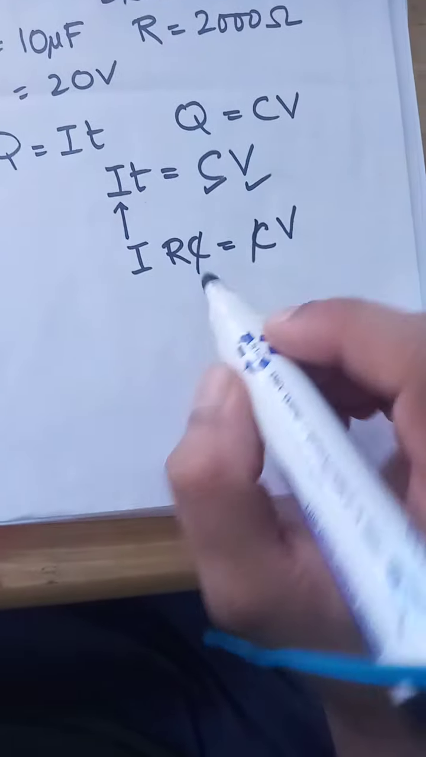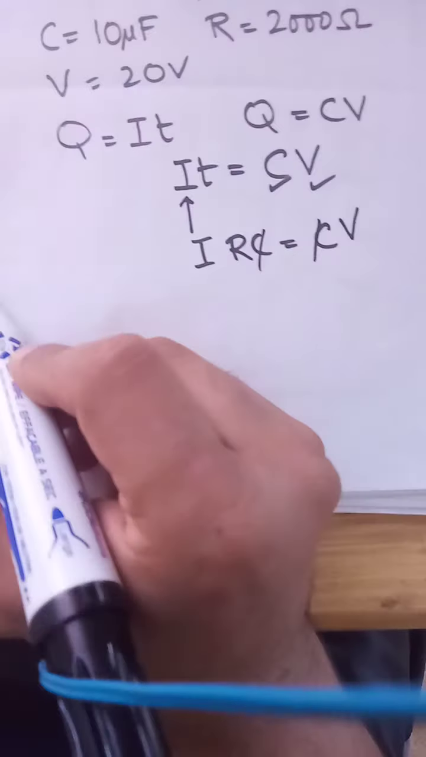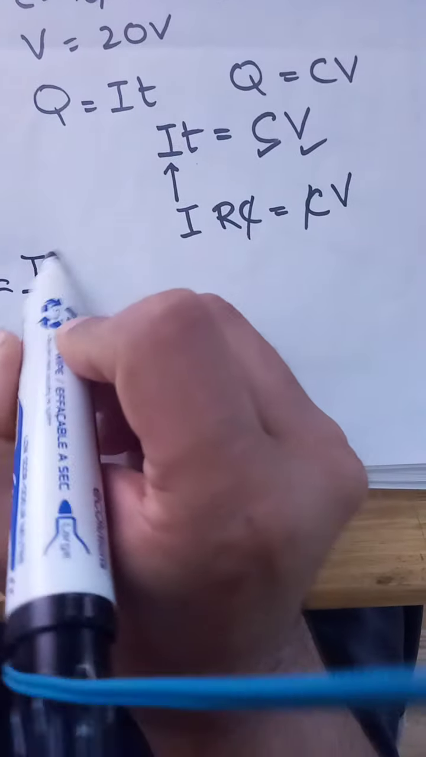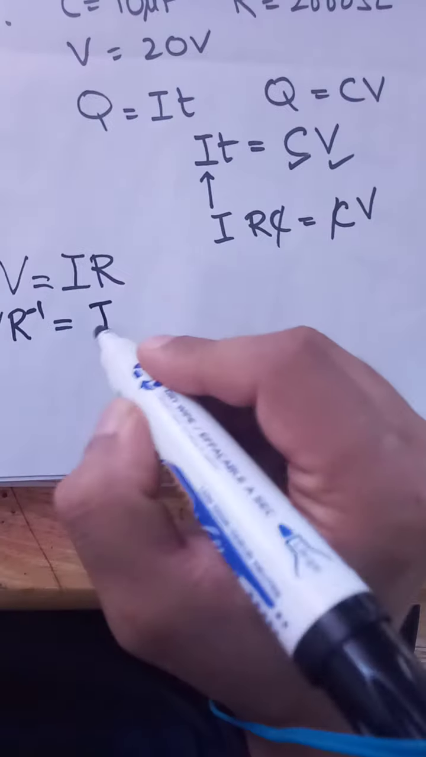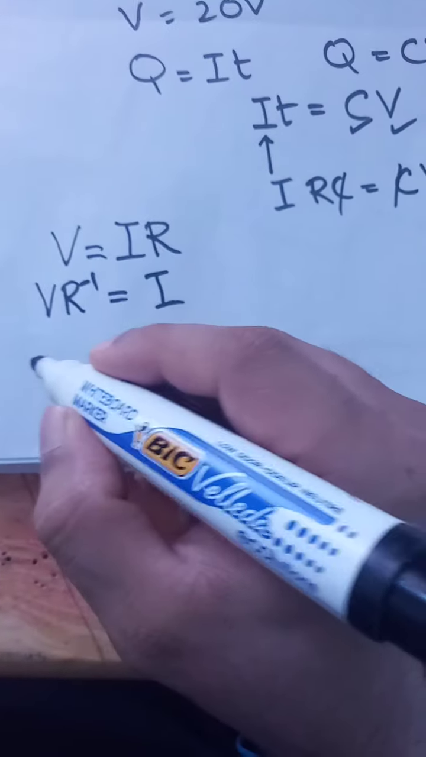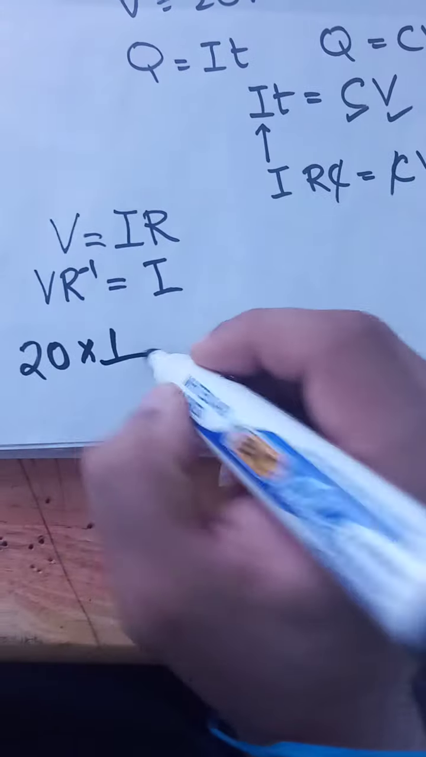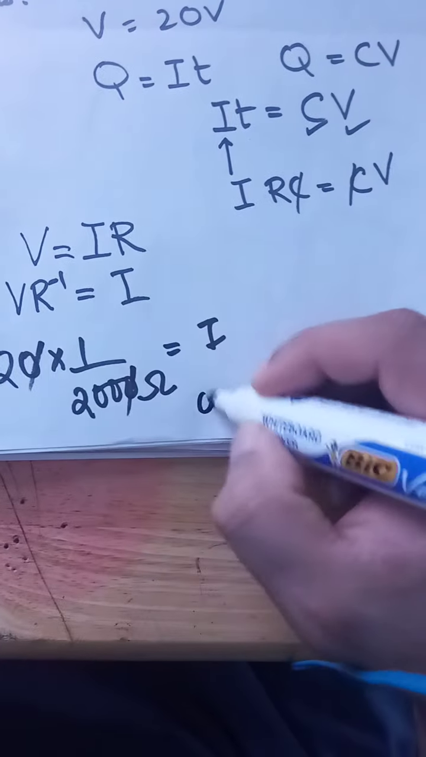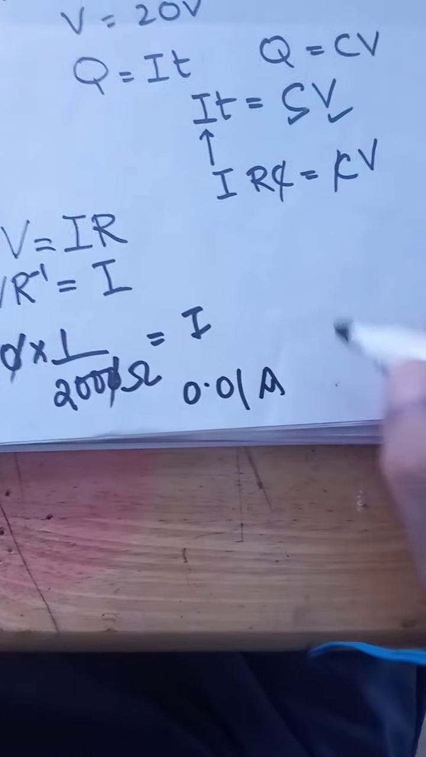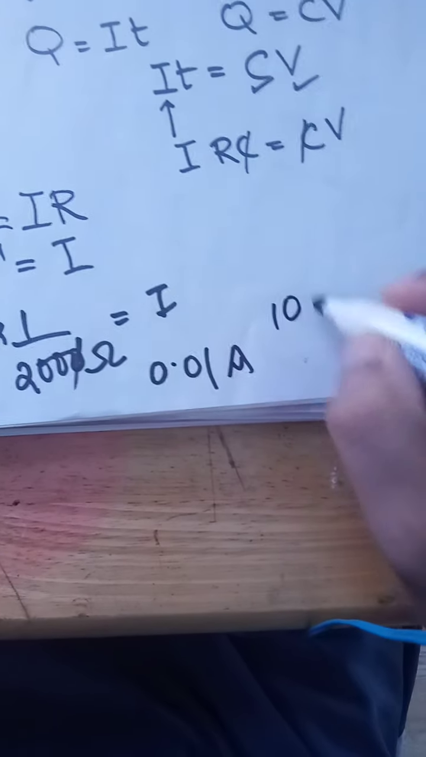Okay, so what we could do is use the ohmic relationship, and we can divide 20 volts by 2 kilo ohms, and we'll get 0.01 amps or 10 milliamps. So that'll be the answer, 10 milliamps.